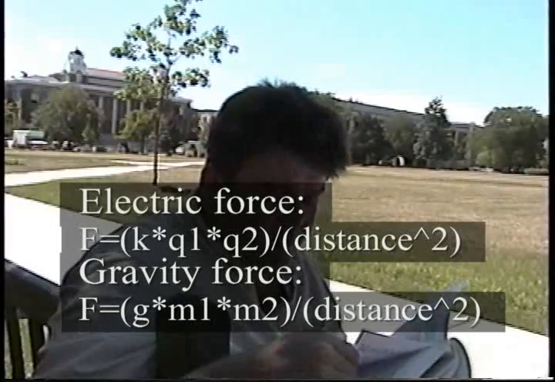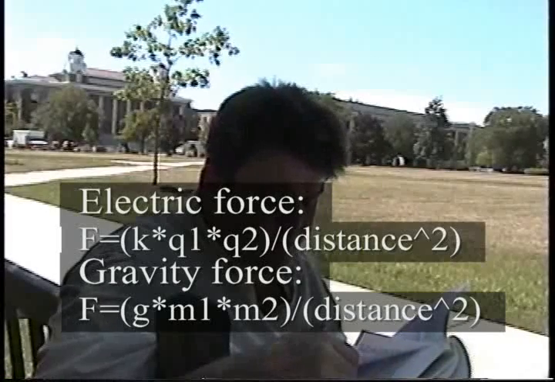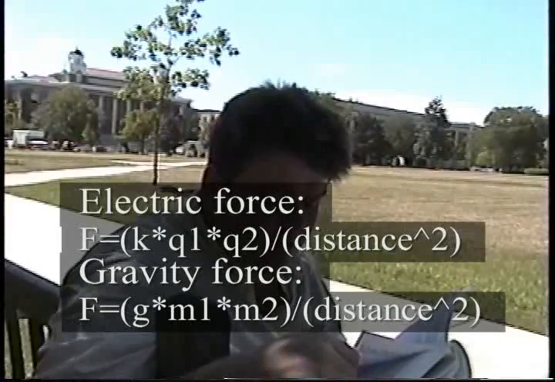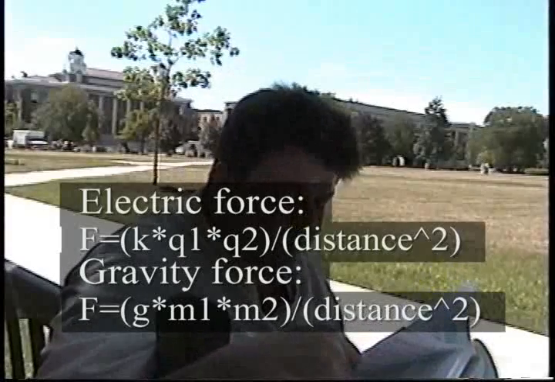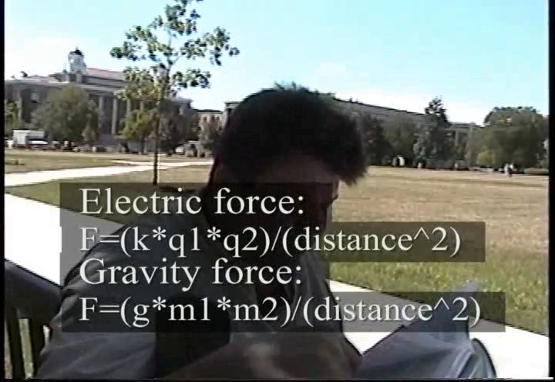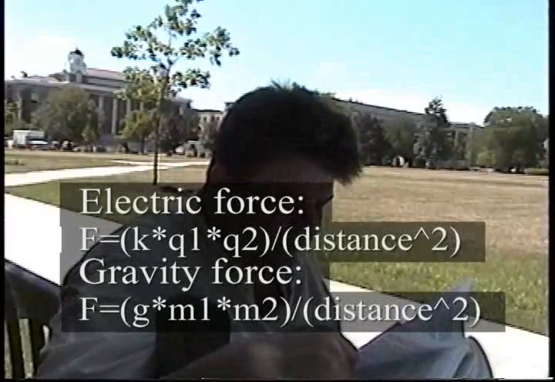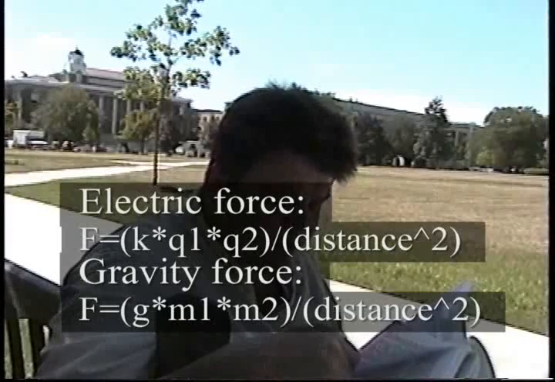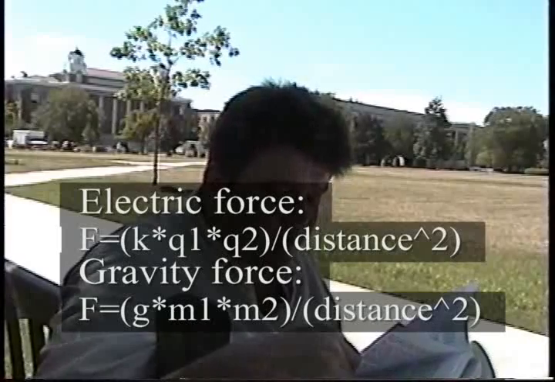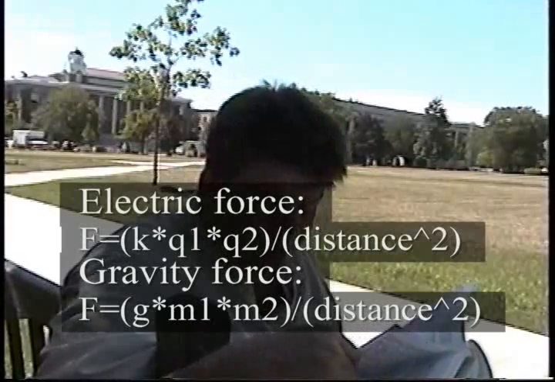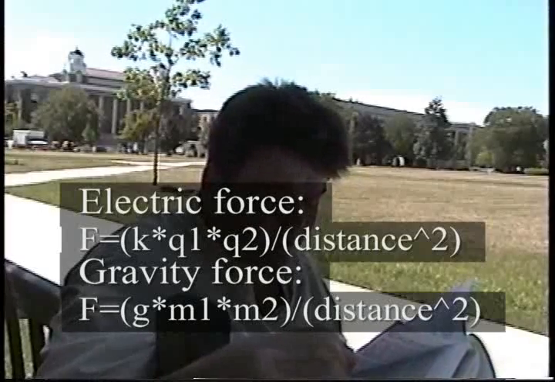The letters are explained like this. For the electric force, K is a constant to make the final number equal some human-made measuring system like the meter. Q1 and Q2 are numbers that equal separate charges, and distance is the distance between the two charges. For the gravity force, G is a constant. M1 and M2 are the mass of two pieces of matter, and distance is the distance between the two pieces of matter.